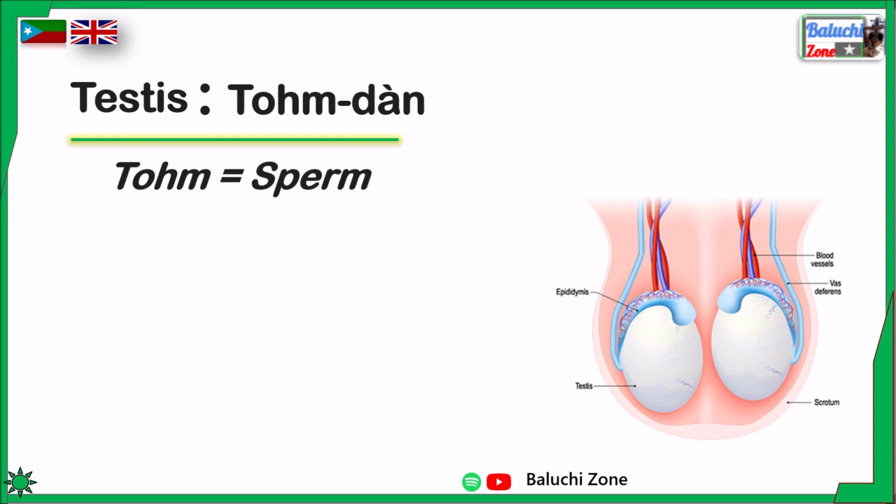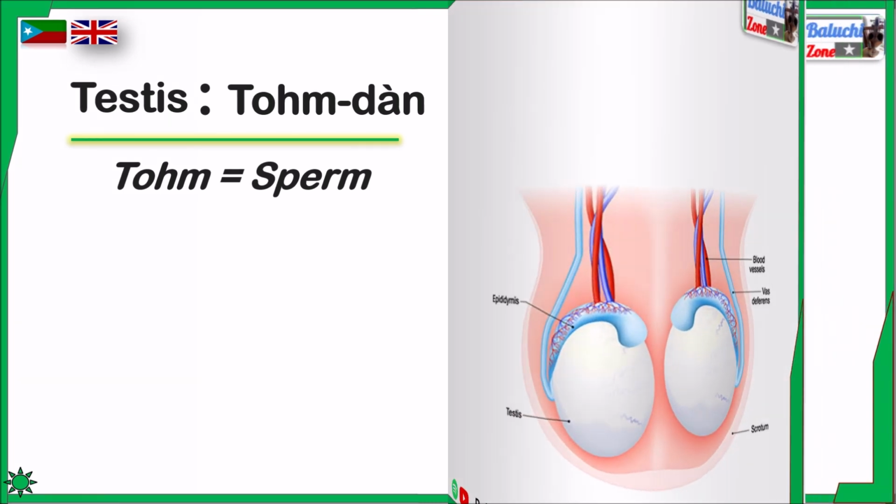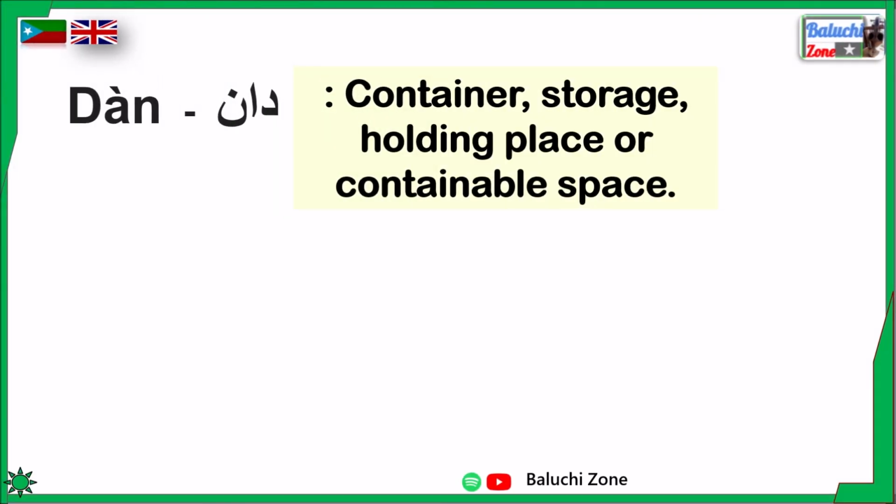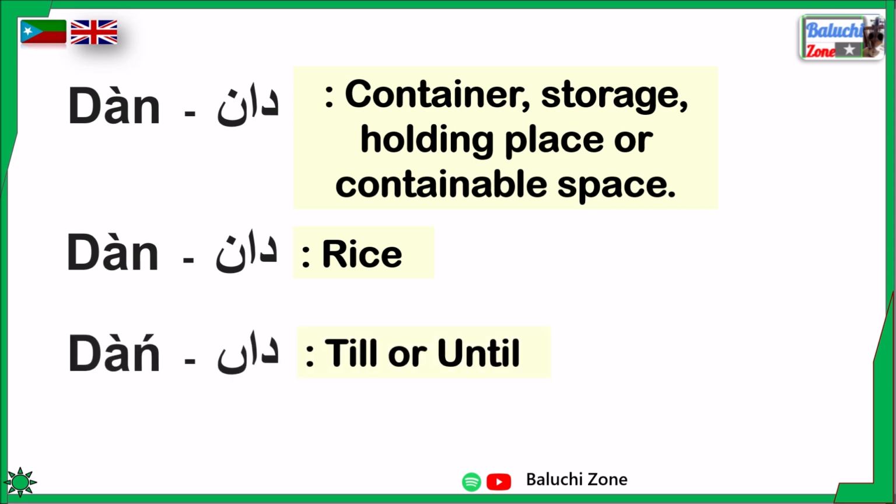Feel free to use don with any words compatible with the notion of being contained, stored, or held within a place or a space. Lastly, don is also another word meaning rice in Baluchi. Furthermore, if you say don with a silent n, it would translate as the preposition till or until. But that's a subject for another video.